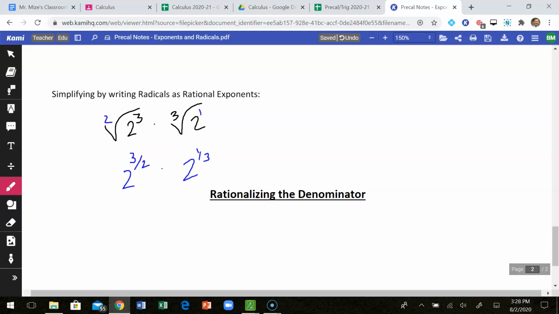Well, now that I have the same base, you should know from exponent properties that I could then take the exponents and add them together. 2 to the 3/2 plus 1/3 all inside my exponent. Okay, well then how do I add 3/2 and 1/3? I need to get a common denominator, which would be 6. So I'm going to multiply that by 3. So it's going to be 9 over 6 plus 2 over 6.